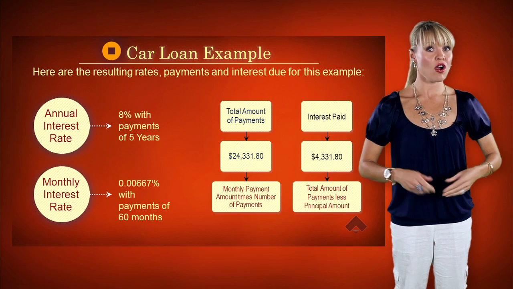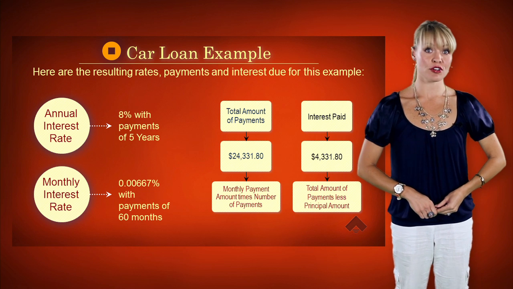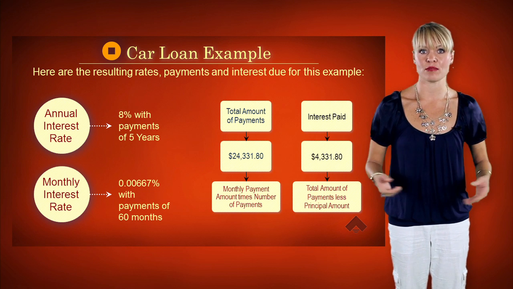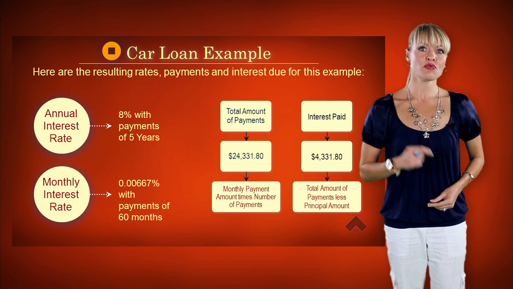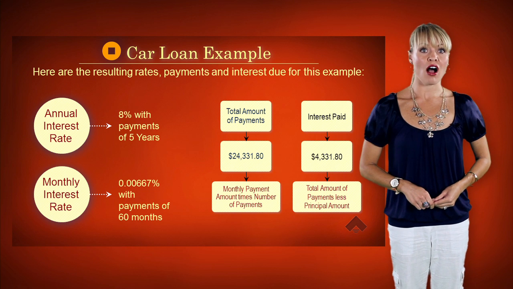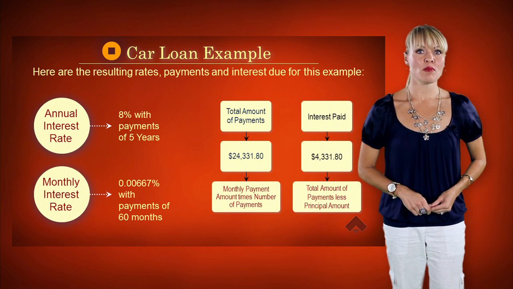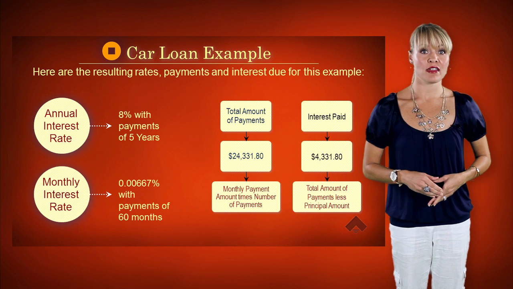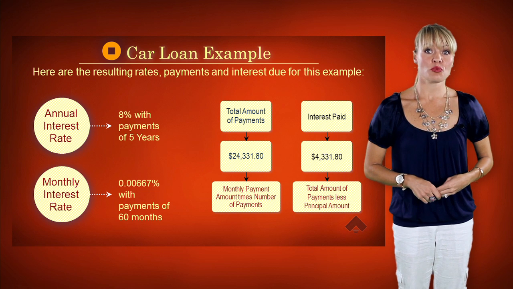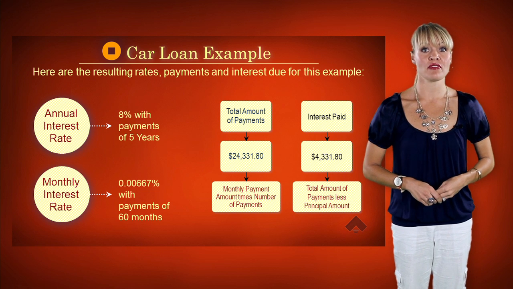Let's review the note on that car you just bought. Your interest rate on the 5-year loan is 8% per year, which is the same as 0.00667 a month for 60 months. We use the standard formula for calculating an annuity payment to determine that the monthly payment on the loan is $405.53. When we multiply the monthly payment amount by the number of payments, or 60, we get a total of $24,331.80, which is the total amount paid over the life of the loan.